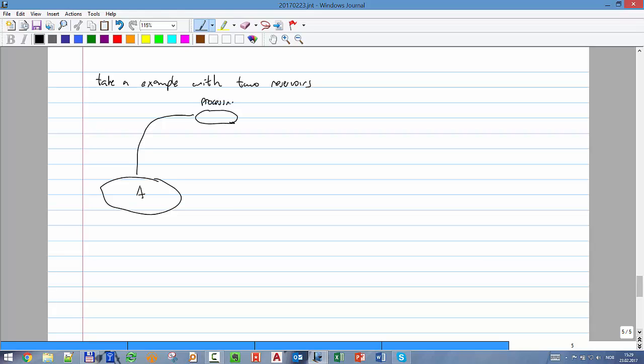Well, before that, let's take an example with two reservoirs. Let's assume that I have reservoir A and it's producing separately to the processing facilities. And I have a reservoir B producing also independently to the processing facilities.